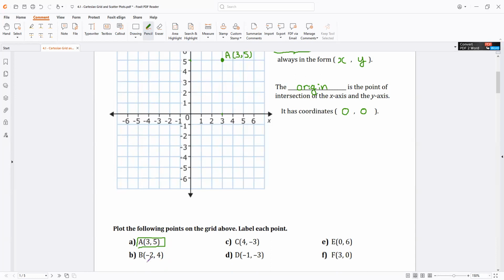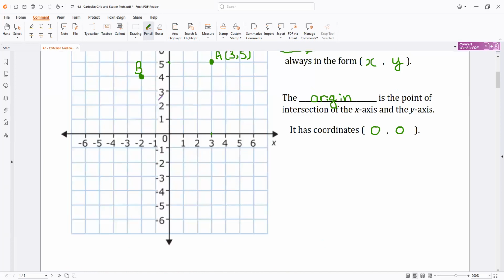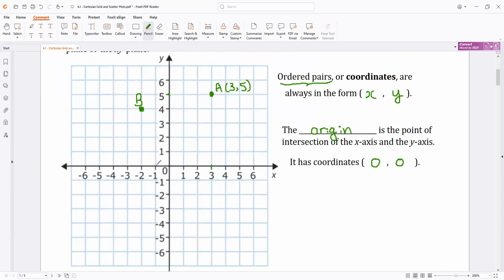Let's do one more. B. B has an x value of a negative 2, but the y value is still positive, a positive 4. If the x value is a negative 2, instead of moving right, we are moving left, 1, 2. Negative 2. And then the y value of 4 means I'm moving up by 4. That's 1, 2, 3, 4. This point right here is my B. Okay, this is negative 2, positive 4.